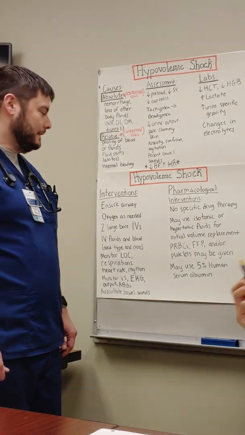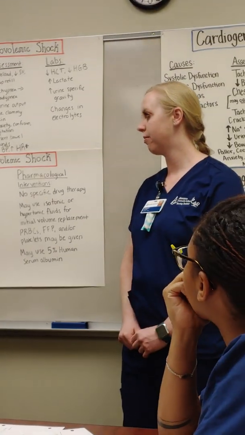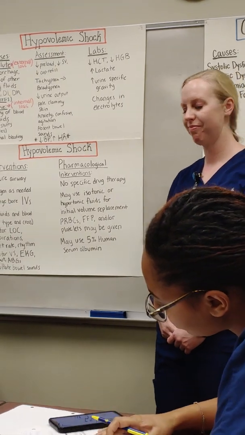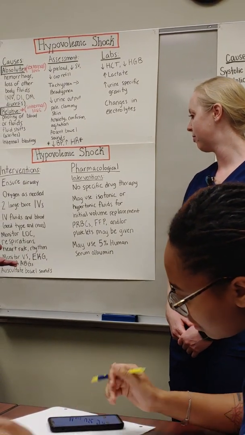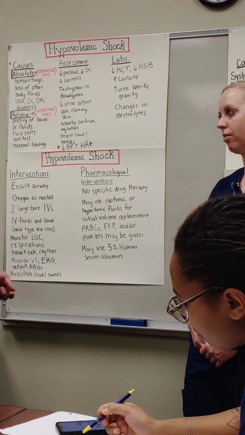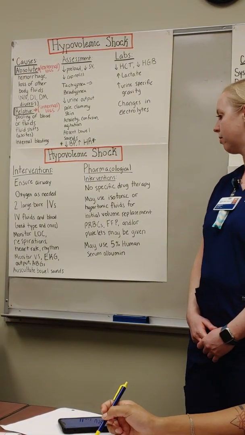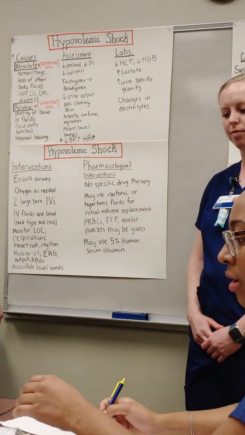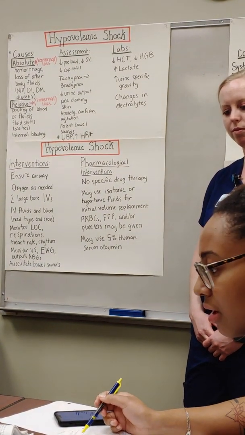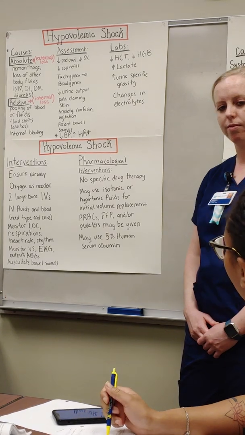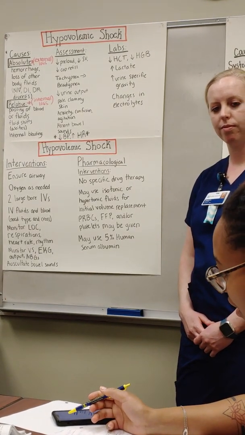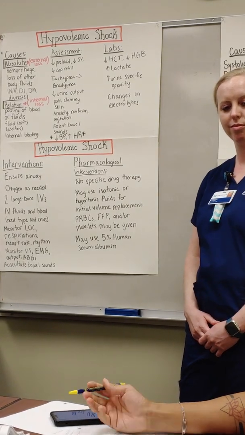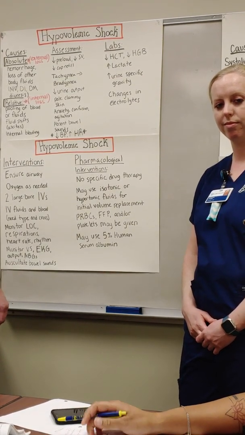Exactly. Okay. Now, for pharmacological interventions, there's no specific drug therapy. What we're basically trying to do is replace that fluid volume. Mm-hmm. And we may use isotonic or hypertonic fluids for initial volume replacement. Okay, so looking it up, isotonic fluids would be like 0.9% normal saline or lactated ringers. And it says hypertonic fluids would be like D5W. Absolutely. Okay.